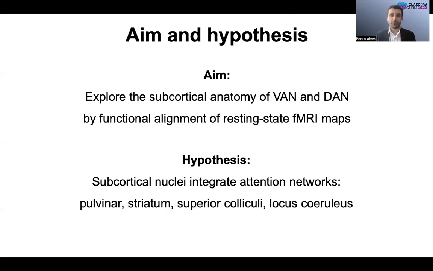Therefore, the aim of this work was to explore the subcortical anatomy of the ventral and dorsal attention networks by the functional alignment of resting state fMRI maps. Our hypothesis was that some subcortical nuclei, such as the pulvinar, the striatum, the superior colliculi, and locus coeruleus, would also integrate attention networks.